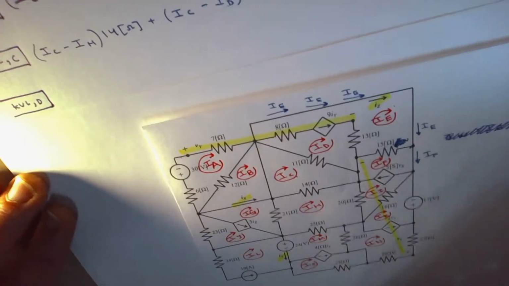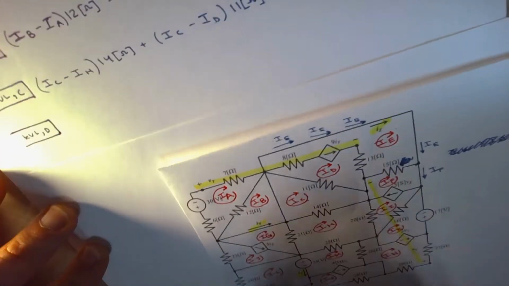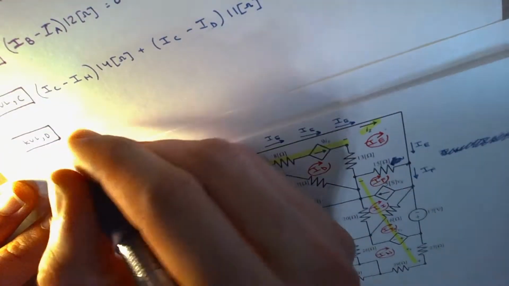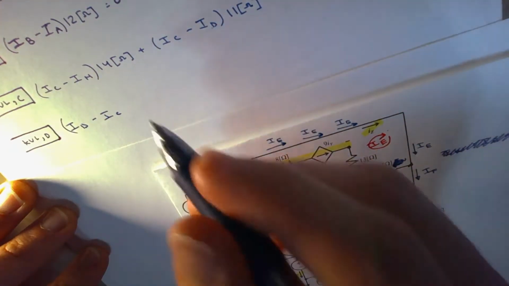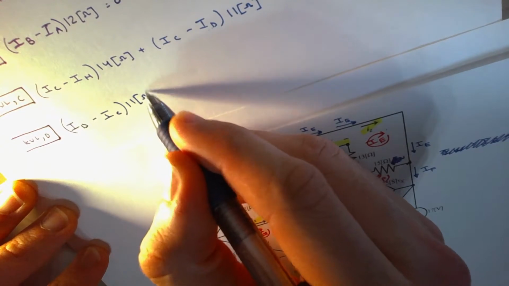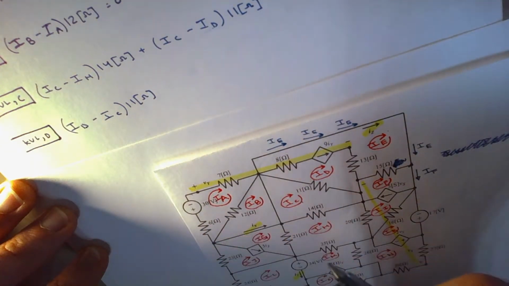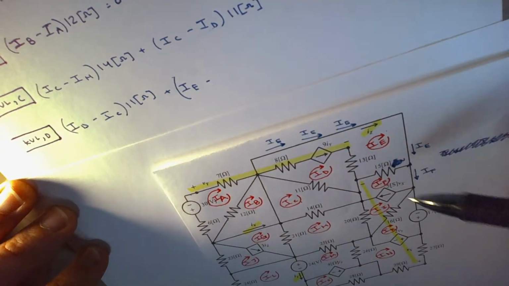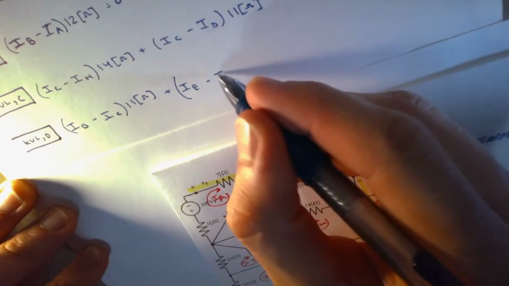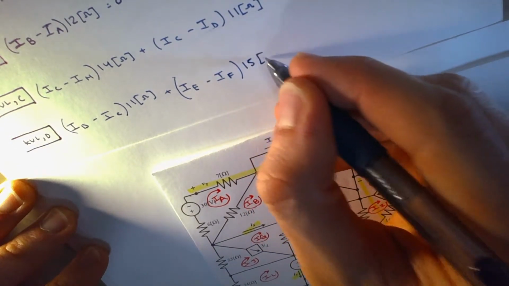So that equation would be ID minus IC times 11 ohms plus IE minus IF times 15 ohms equals 0.